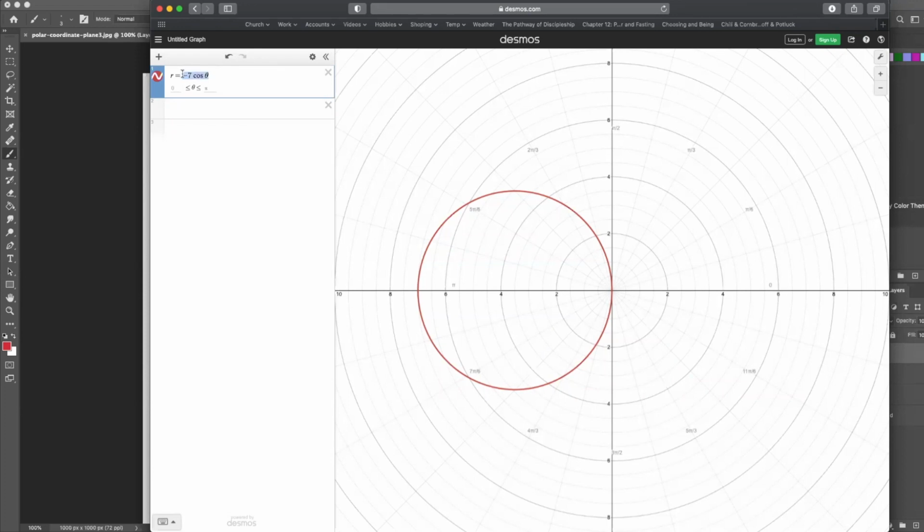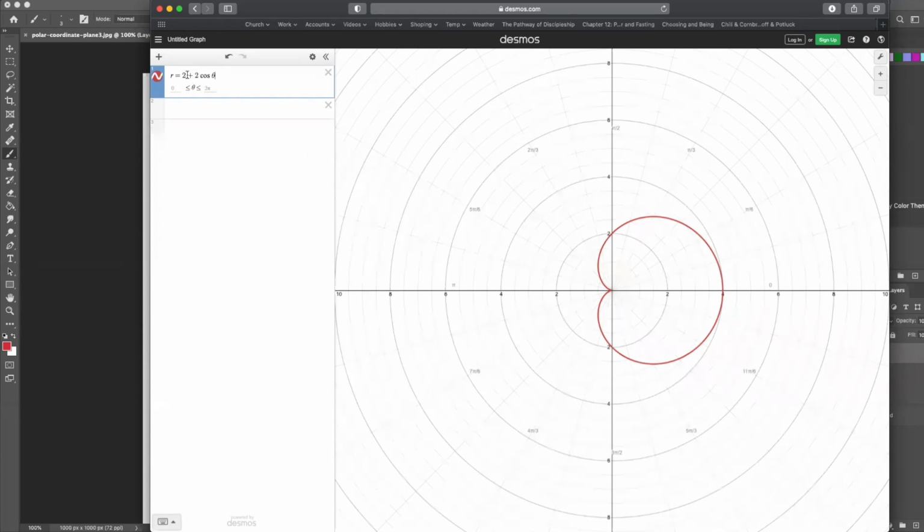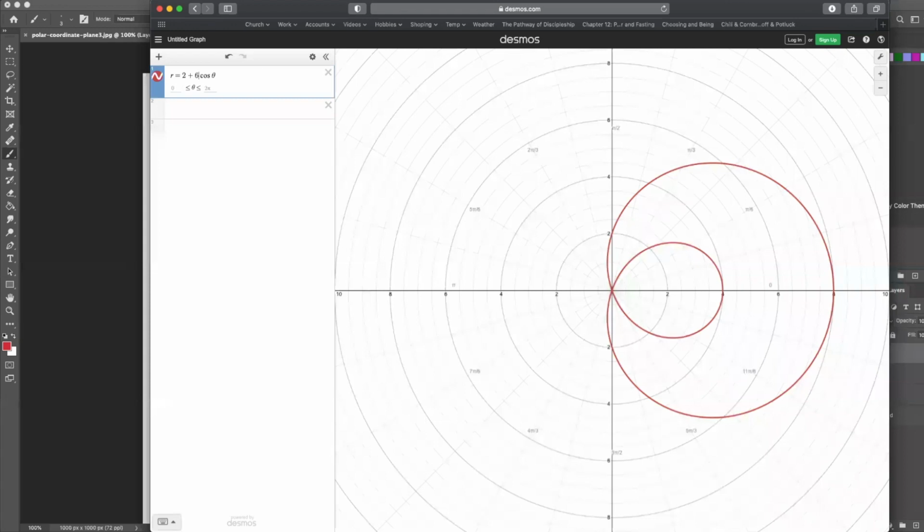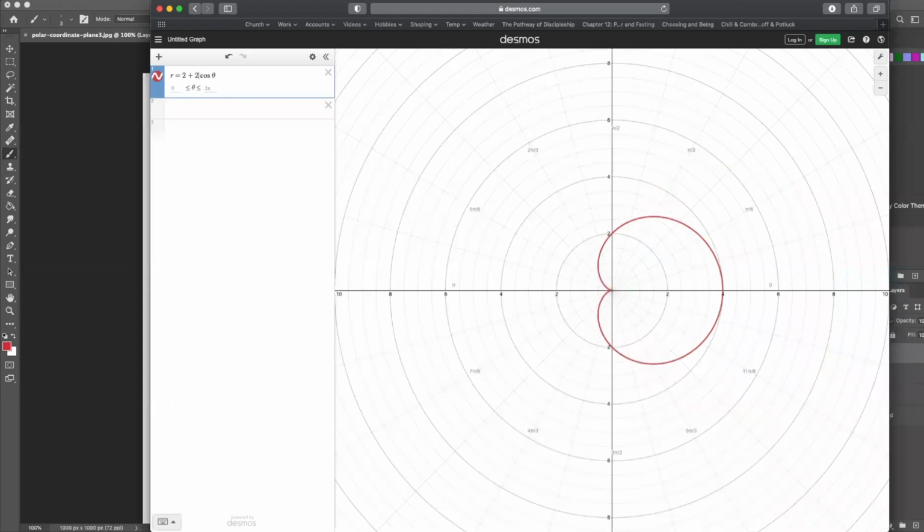Limacons come in the form of 2 plus 3 cosine theta, or 2 plus 2 cosine theta. And if these two are the same, we call that a cardioid, right? If they're different, like 3, we have these little loops, and we start calling these limacons, right? Or 5, here we have the big loop, or we have 6, we have a different loop. So these are limacons. Unless you're doing really fancy stuff, this is what it is.